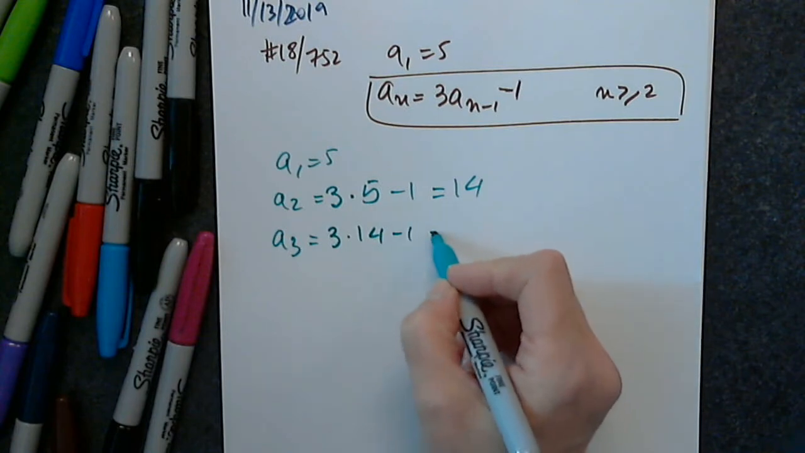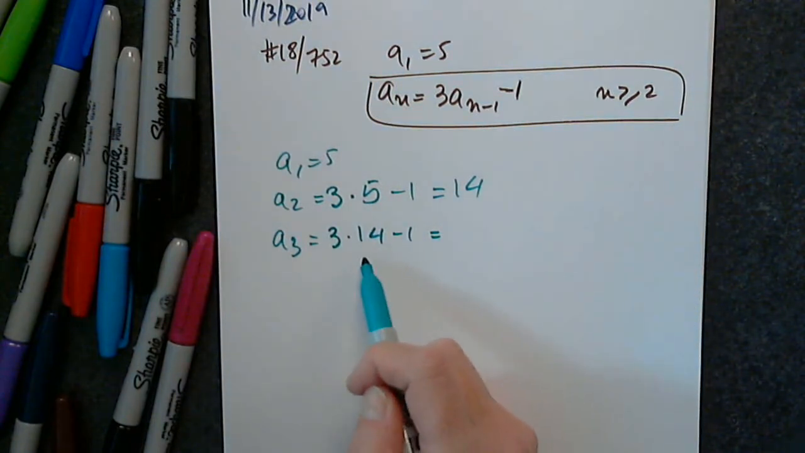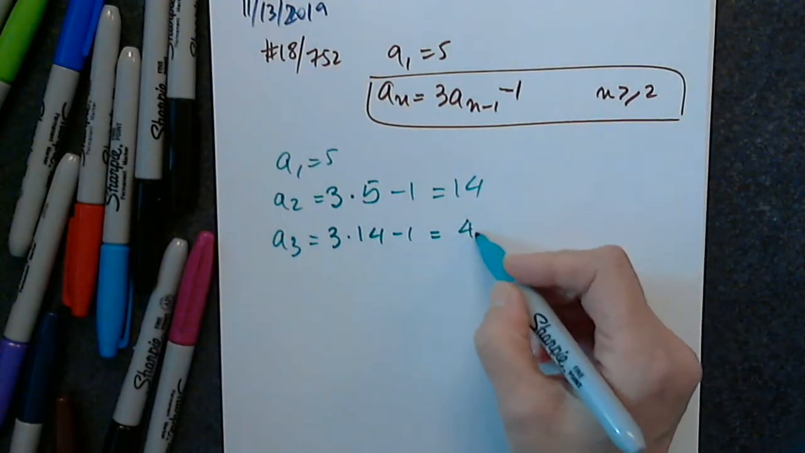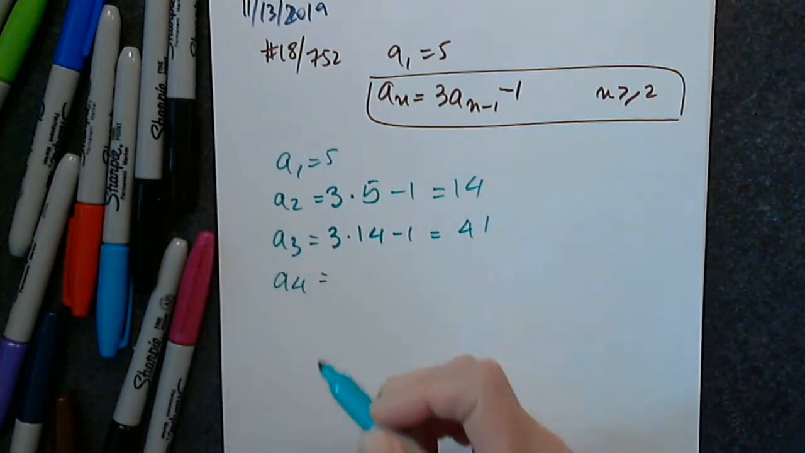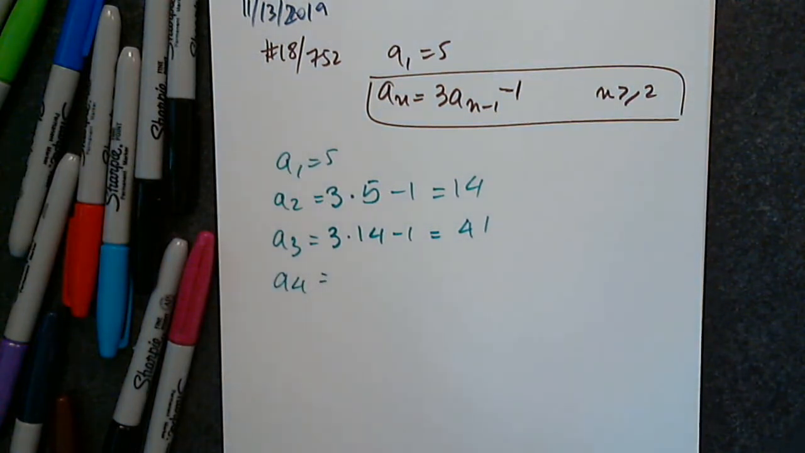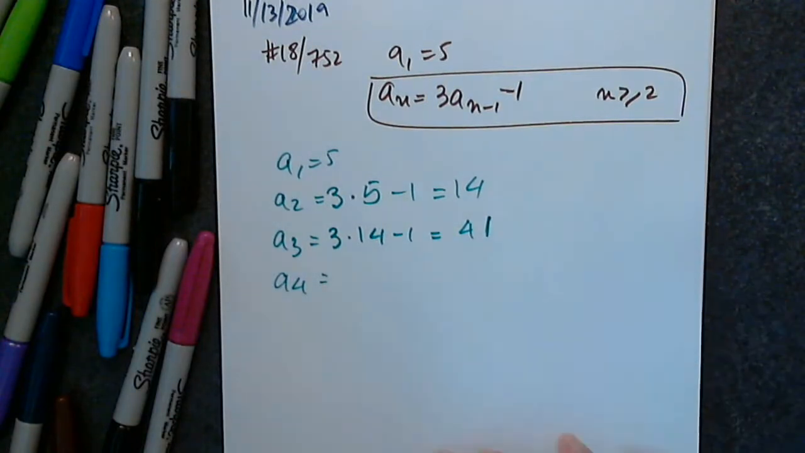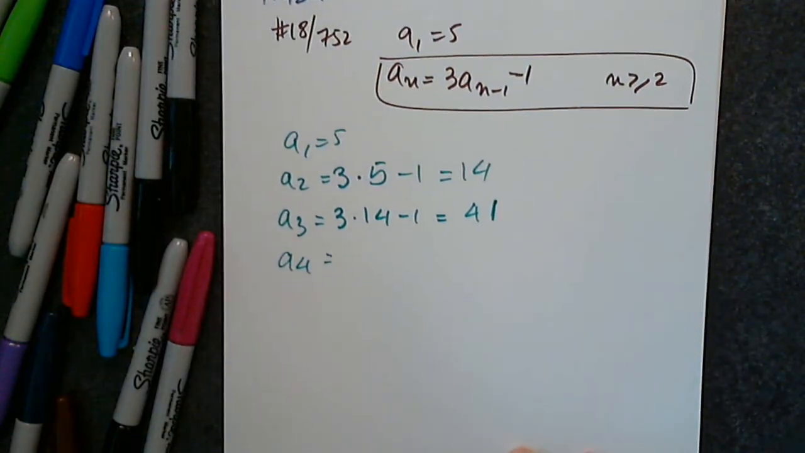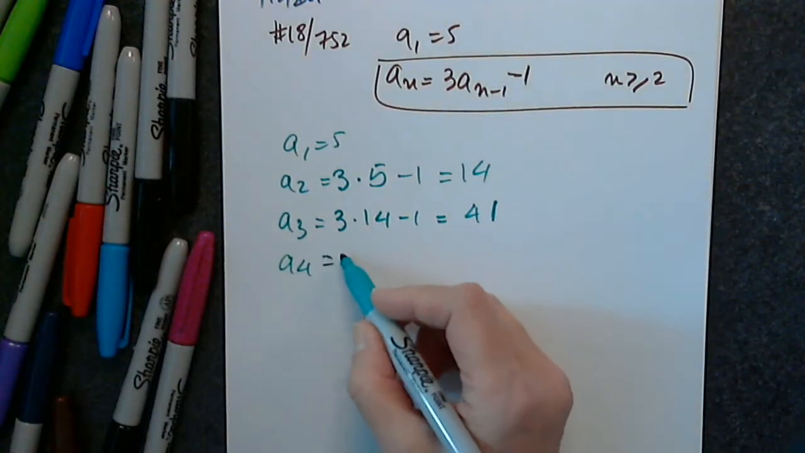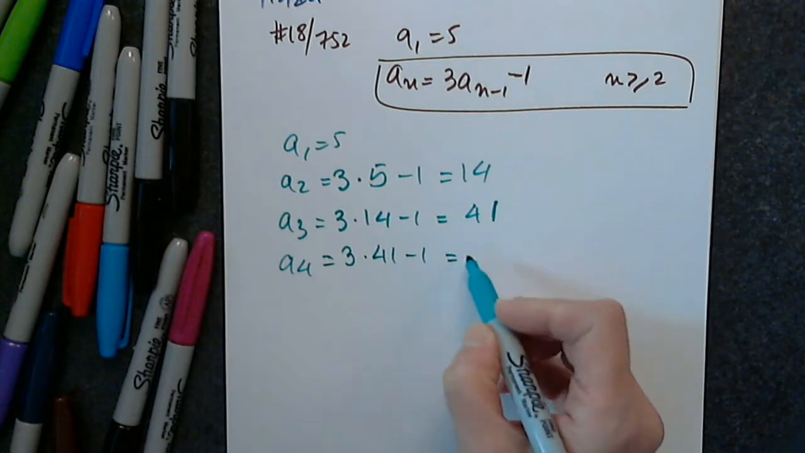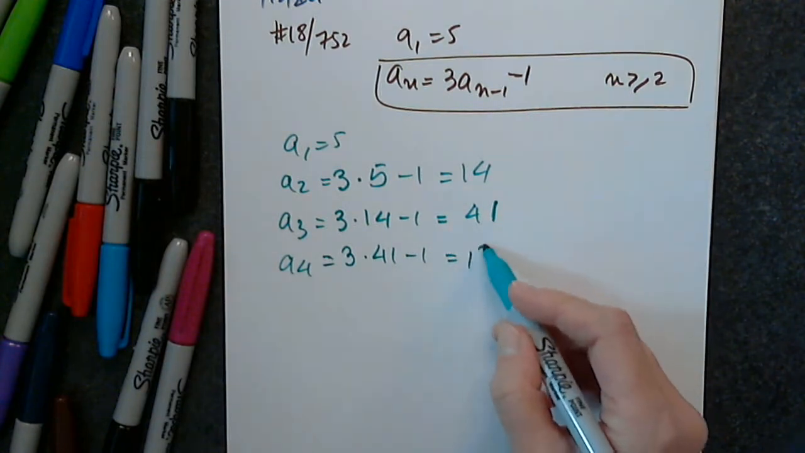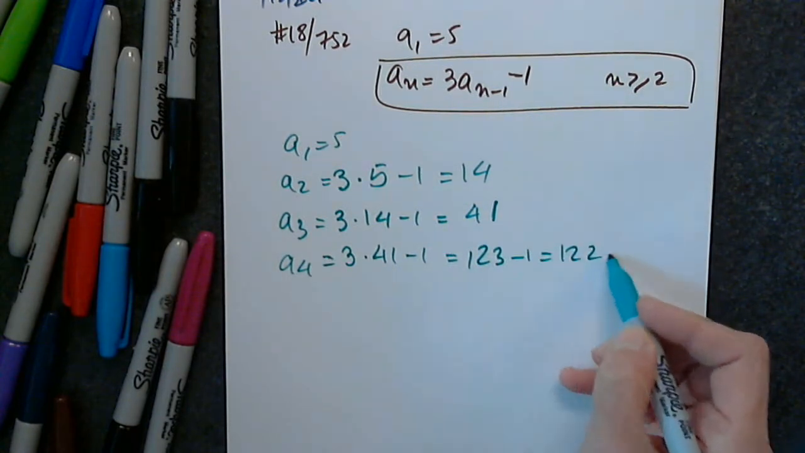3 times 14 minus 1. Very good. So I think that this is 42 minus 1. Is it 41? Correct me if I'm wrong, please. So 41. And what about the last term, A4? Good. So 123 minus 1 is 122.